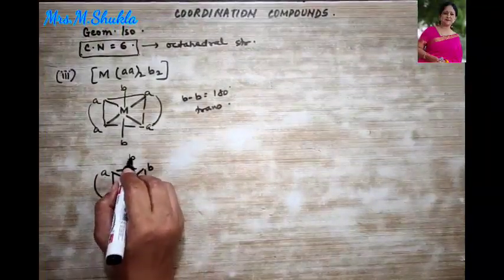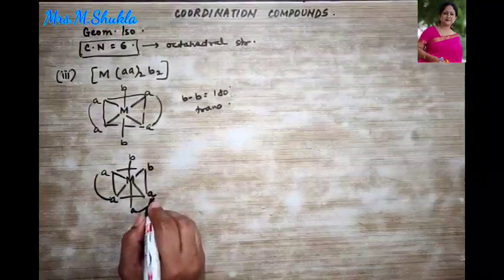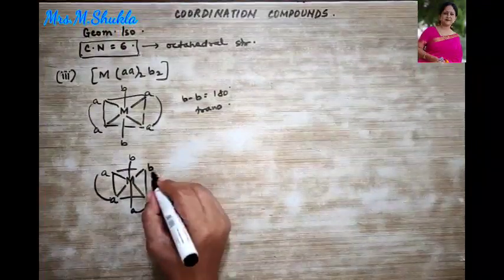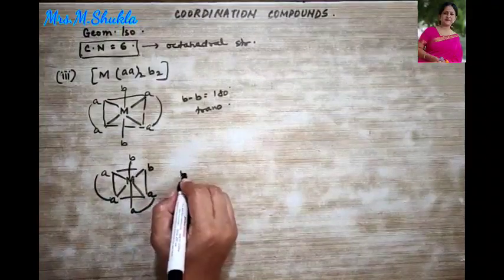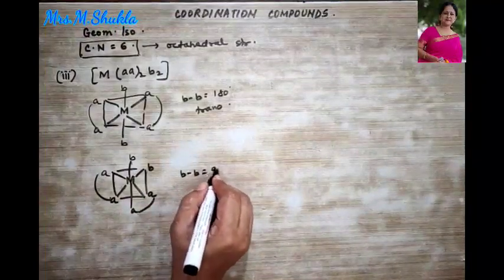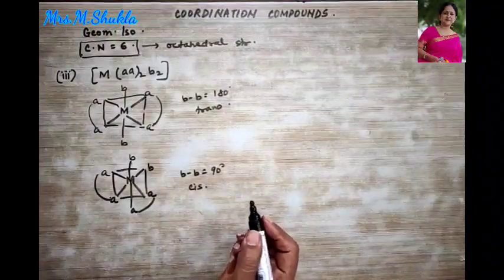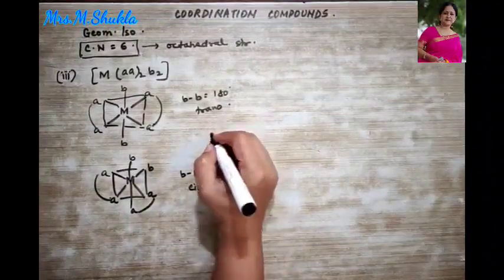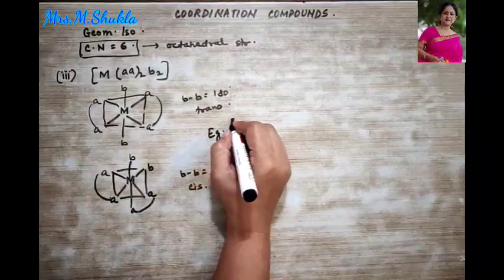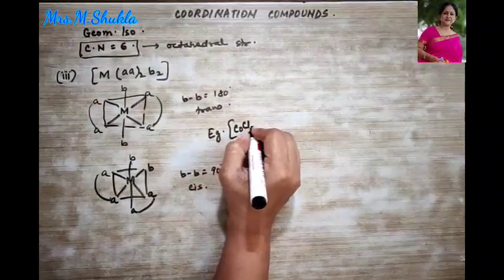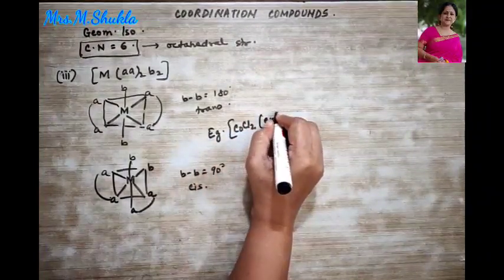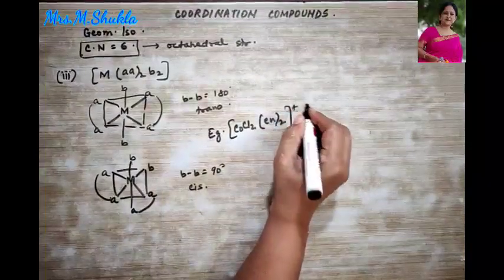This is A, B. Over here, BB is 90 degree. This is your cis form. Okay. Example, it could be cobalt chloride N squared plus.